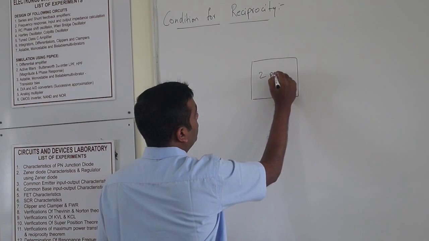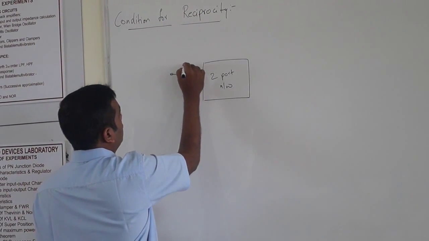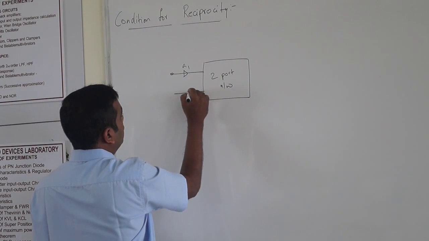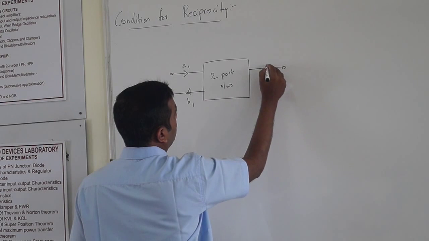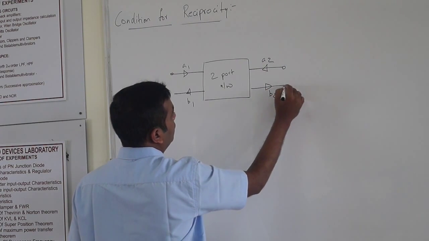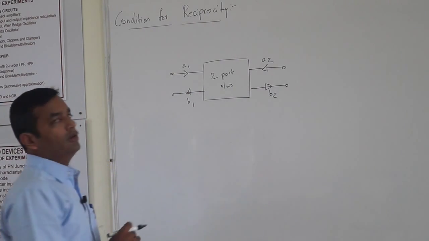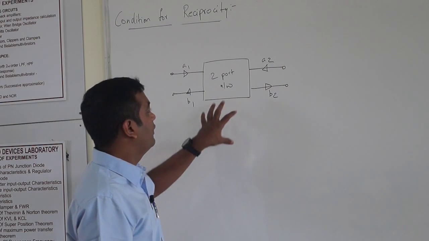I have a two-port network. This is my input A1, my reflected signal B1, A2, and B2, the reflected signal. So what is the condition in this? The network is reciprocal in nature.